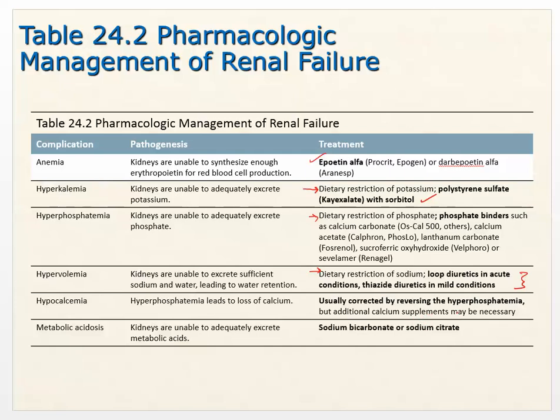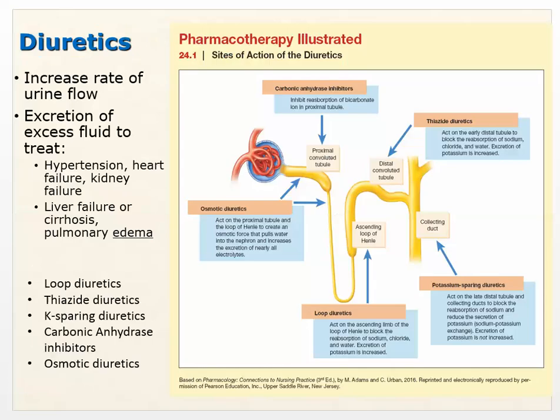Hypocalcemia, okay, reversing hyperphosphatemia. So these are kind of related. We aren't getting into the mechanisms of that just yet, though. And then metabolic acidosis. If the kidneys can't get rid of the acid, then you may have to correct your pH. So sodium bicarbonate, we'll talk about that when we talk about fluid handling by the kidneys.